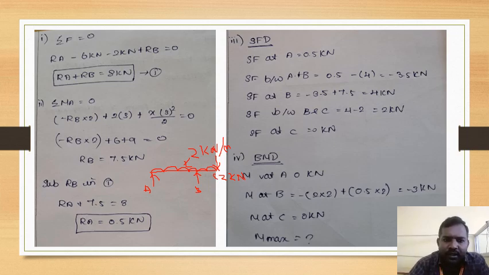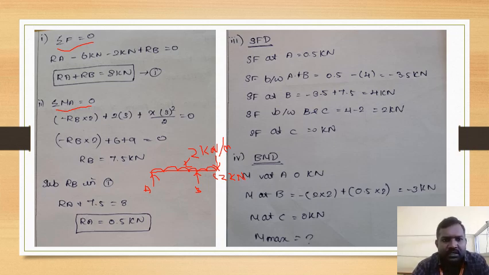First we are going to find out the supports: how the supports share the load on the beam. For that we are going for the two equilibrium conditions. One is sigma F equal to 0 and another one is sigma M_A equal to 0. That is, the summation of all forces acting on the beam is equal to 0, and the summation of moments acting on the beam is equal to 0.